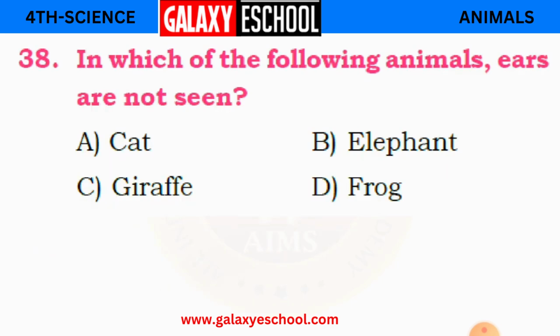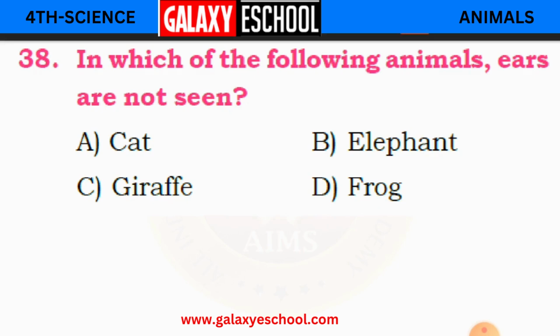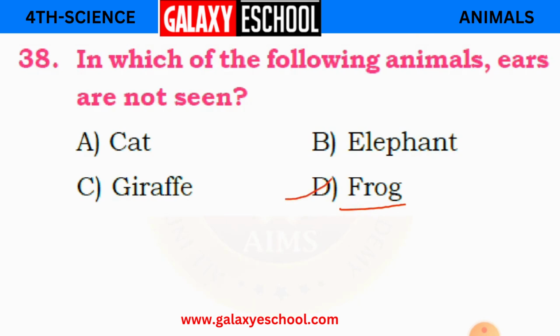Question: in which of the following animals are ears not seen? Either cat, elephant, giraffe or frog. Where we cannot see the ears of this particular animal. Okay. Now the answer is very simple, frog. We cannot see the ears of the frog. Okay children. So D option is the correct one.